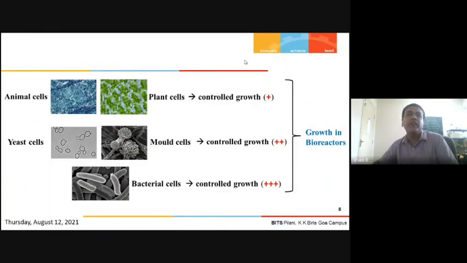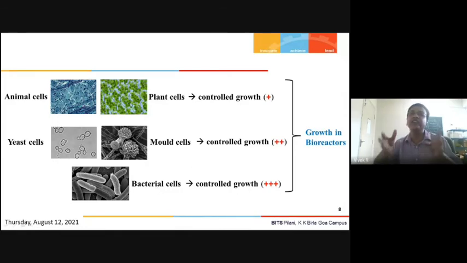But with the advent of bioprocess engineering, we are able to grow all types of cells: the higher eukaryotic cells, such as animal cells, plant cells, yeast cells, mold cells, and bacterial cells. So we are able to grow all these types of cells under controlled conditions.